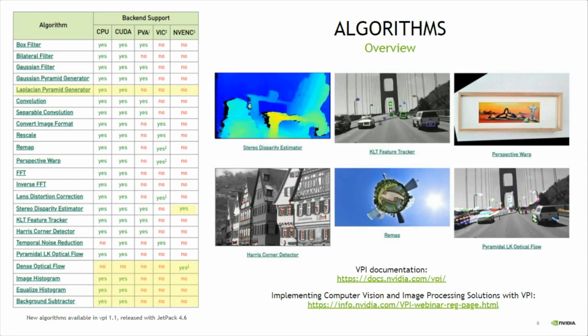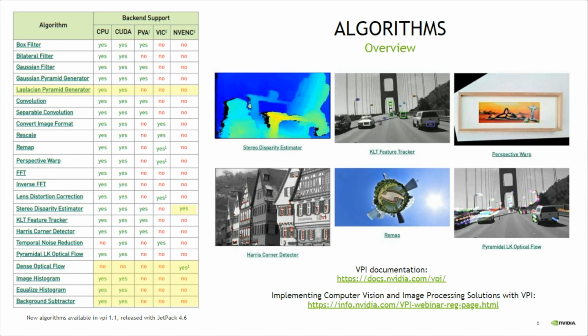VPI comes with several algorithms, ranging from image processing building blocks like the box filtering, convolution, image rescaling, and remap, to more complex computer vision algorithms like the Harris Corner detection, KLT feature tracker, optical flow, background subtraction, among others. As can be seen in the table, each algorithm is implemented in one or more backends. Each implementation yields similar results, which allows the user to pick and choose the best backend for execution of an algorithm, given the expected workload on each backend.